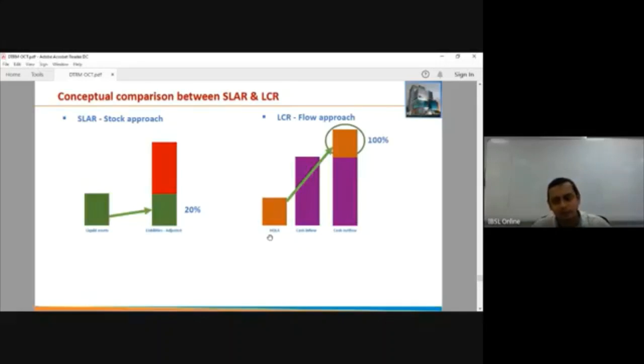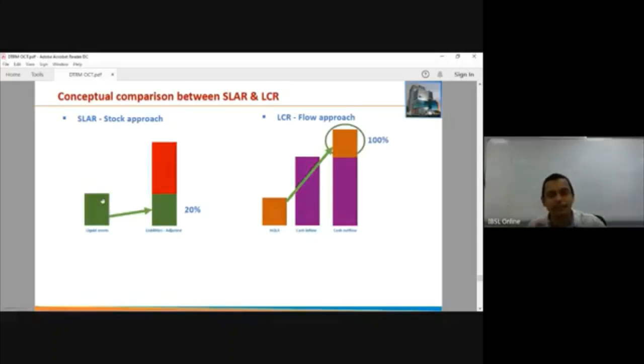And that liquid stock is divided into tiers. Cash is tier 1, or a high quality liquid asset. We say level 1. Government securities are level 2A. Corporate securities are level 2B. So there are level 1 assets, level 2A assets, and level 2B assets, right?